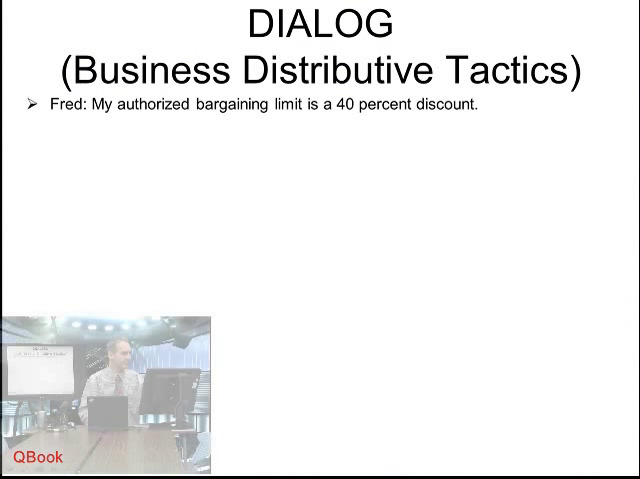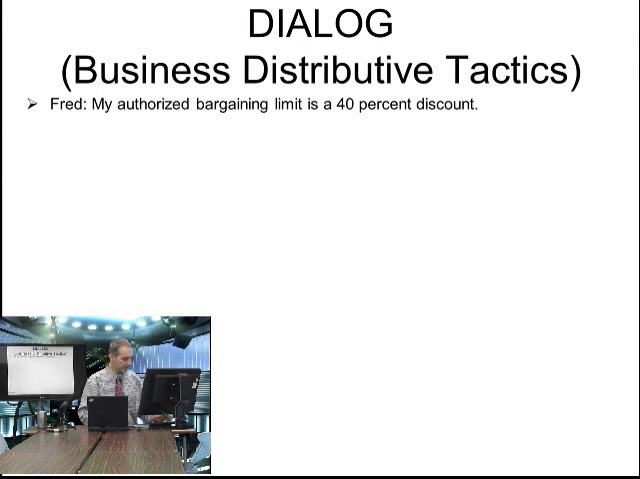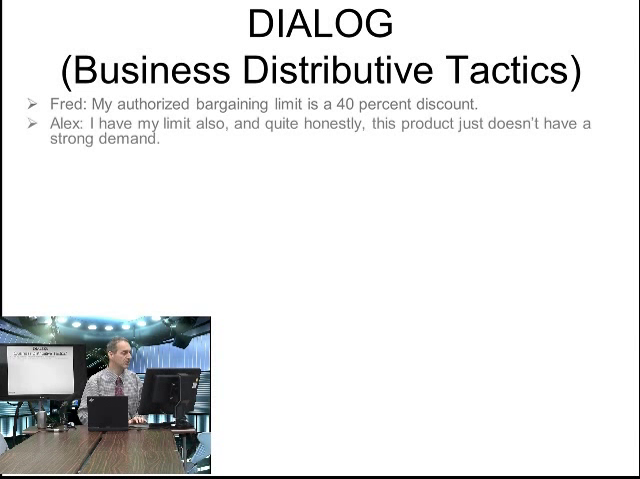Fred says, my authorized bargaining limit is 40% discount. That's the most I can give. And Alex says, I have my limit also. And quite honestly, this product just doesn't have a strong demand. So both sides say they're being honest, right? Both sides say, to tell the truth, to be honest. But that's not really true. What they're doing is using tactics. And to say "to be honest" is a tactic.